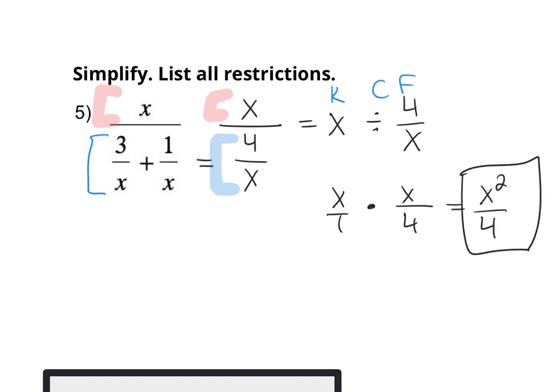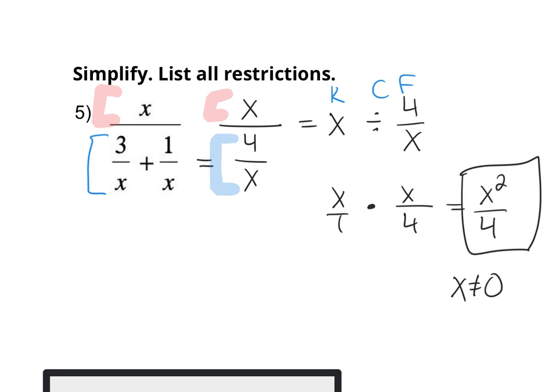And now to list my restrictions, I have to go back to what is in my denominators. So first off, these guys are denominators. So if there's just an x there, what is one restriction? X can't be 0. Good.